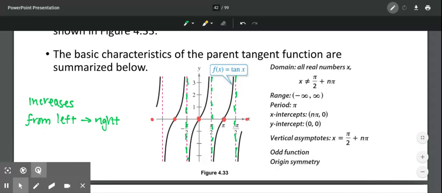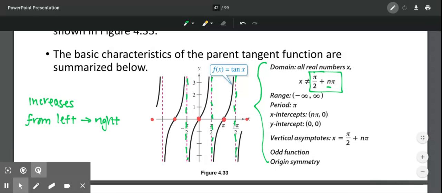And so then this table over here kind of gives you all of that information. The domain is all real numbers as long as we're not talking about the asymptotes. So those are your pi over 2 plus pi n, where n is an integer. The range is negative infinity to infinity. It goes up to positive and down to negative.